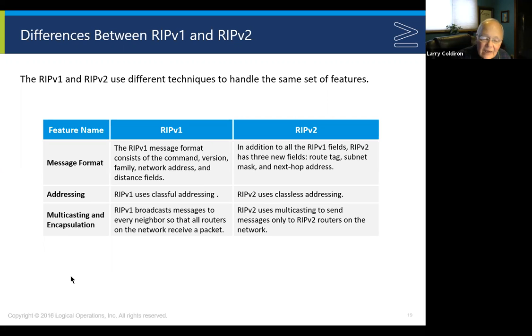RIP v2 is a little bit improved. In addition to the v1 fields, it has 3 new fields: the route tag, the subnet mask, which means that it is now a classless protocol, so we can subnet it, and the next hop address. RIP v2 uses classless addressing, and it is a multicast protocol, which means that it's still sending a lot of traffic, but it's sending it only to the devices that have RIP v2 on it. That's how we get the subscription.